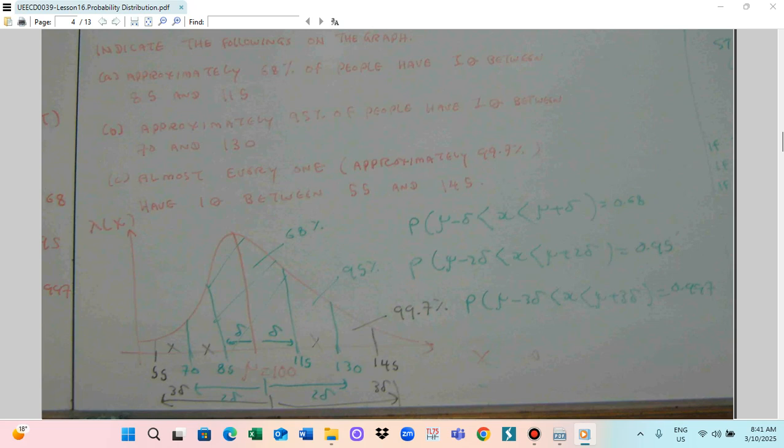So in this case, the mean is 100. The area for one standard deviation difference is 68%, for two standard deviations it is 95%, and for three standard deviations it is 99.7%. So you can write P between mu minus delta and mu plus delta is 0.68. P between mu minus 2 delta and mu plus 2 delta is 0.95. And P between mu minus 3 delta and mu plus 3 delta is 0.997.